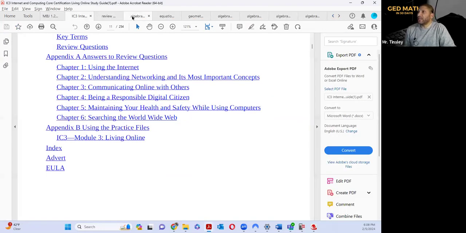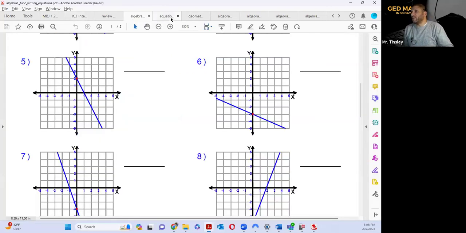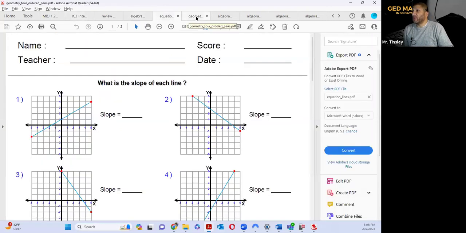So what I wanted to do tonight was a lot of people been having problems with slope.